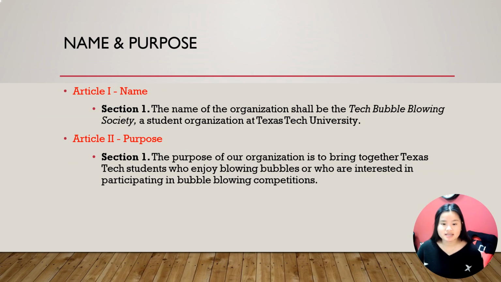So the first one is the name and purpose. This is simply an easy thing that you can come up with. For an example, we have the Tech Bubble Blowing Society, which is our organization name. And the purpose of this organization is to bring together Texas Tech students who enjoy blowing bubbles or who are interested in participating in bubble blowing competitions. This purpose can be 1 to 2 sentences, short and sweet, of the purpose of the organization.